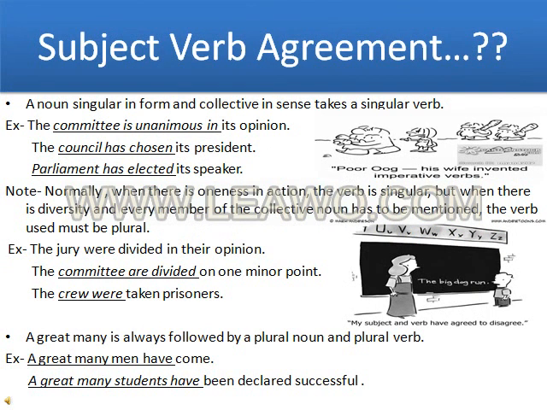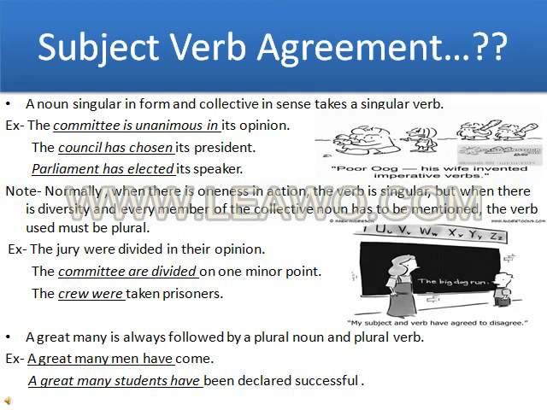Rule: a noun singular in form and collective in sense takes a singular verb. It means the noun is singular in form but seems like a collective or plural one, and we use a singular verb. For example, committee. First read the example: "The committee is unanimous in its opinion." Committee is what? A committee is a panel of 4 or 5 people or sometimes 10 people or more. So it seems plural, but we denote the committee as one. That's why we use a singular verb with committee.